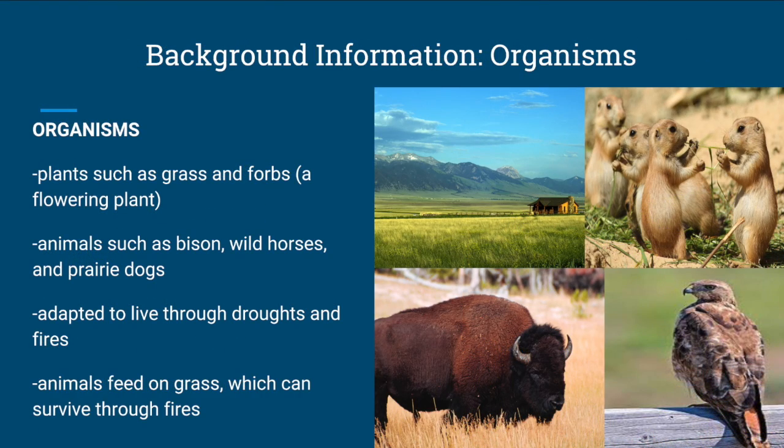Background information on organisms. Grassland forms are located in the temperate grasslands because they have the ability to survive through wildfires. Some animals found in this biome include bison, wild horses, hawks, mountain lions, and prairie dogs. Animals in this biome must adapt to living in varying climates through droughts and wildfires. Most of the organisms live off of grass and similar plants.